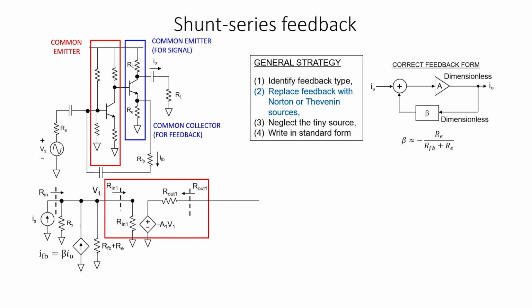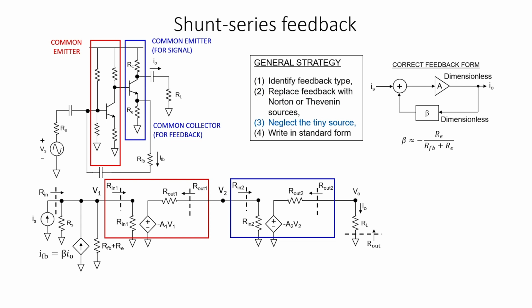Let's now replace our first transistor amplifier with an equivalent circuit. Let's call its input impedance Rin1, its output impedance Rout1, and its gain, which is inverting, as negative A1. Let's also replace the second transistor amplifier with its equivalent circuit model. Let's call its input impedance Rin2, its output impedance Rout2, and its gain, which is inverting, as minus A2. At the load resistor, I'm defining our output impedance to include the load resistor, because changing the load resistor will also change the output impedance of the circuit.